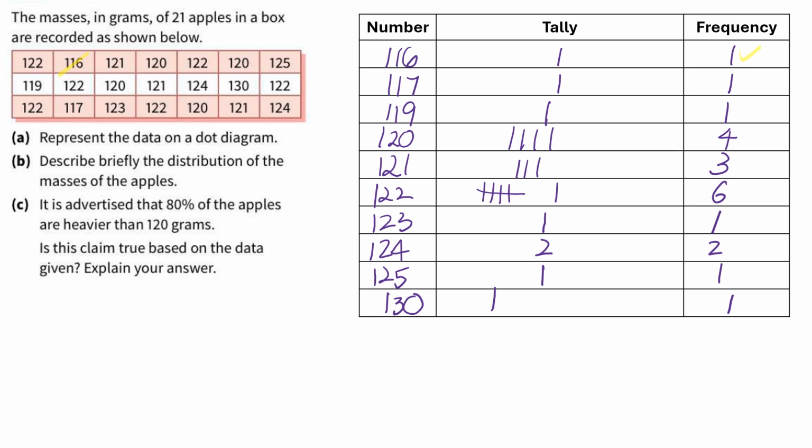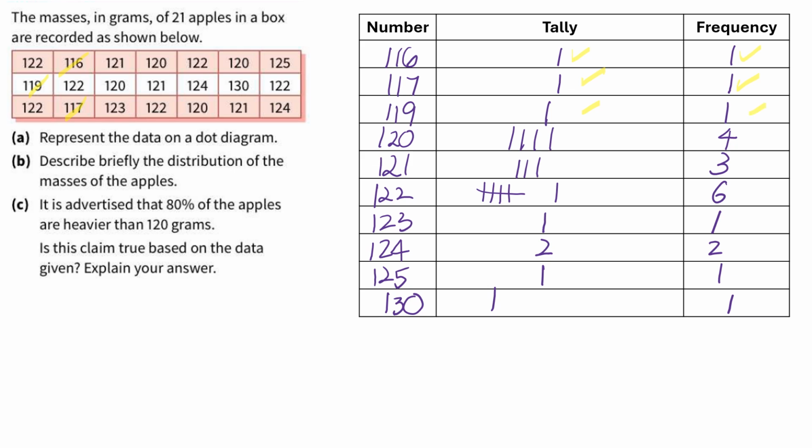So how do you represent 1 as a tally? It's just 1 line like that. Okay, so let's go on to the next mass. That is 117, and that's only 1 apple. Then let's go on to 119. So 119, there'll be also 1 apple that has mass 119.